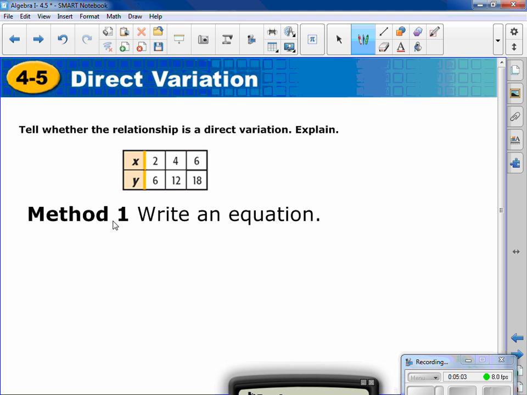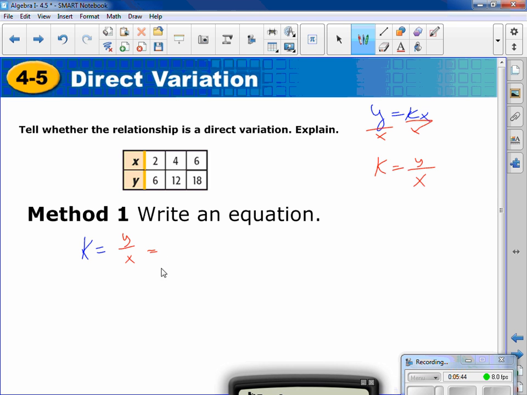Now, sometimes you're not just given an equation, you're given a table. So we got to write an equation. Here are my x's, here are my y's. I need to find the constant of variation. Here, if I have y equals kx, how do I solve for k? Divide by x, divide by x. K is a y value over an x value.